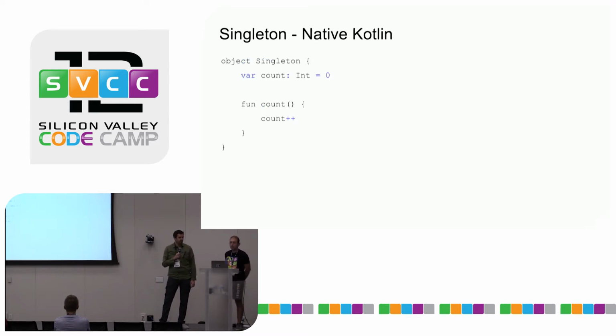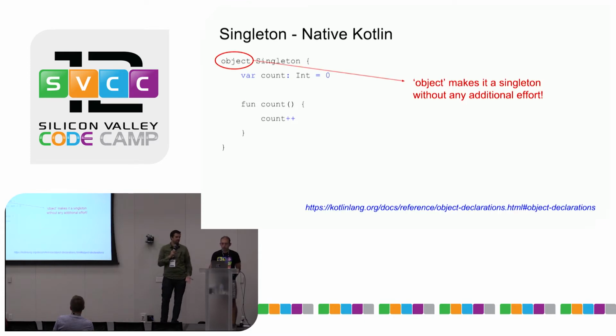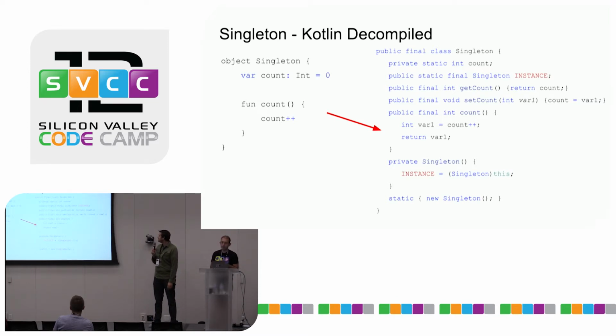Yep. Okay, so here's the native Kotlin, which just gets rid of that instance variable since it's not necessary. So now we've got just an object, and everything within that is intended to be applied to that single instance. Right, so it makes it a singleton. And then here's what it looks like decompiled. You end up with something pretty close to, if not a little more verbose than, what we originally started with in Java.